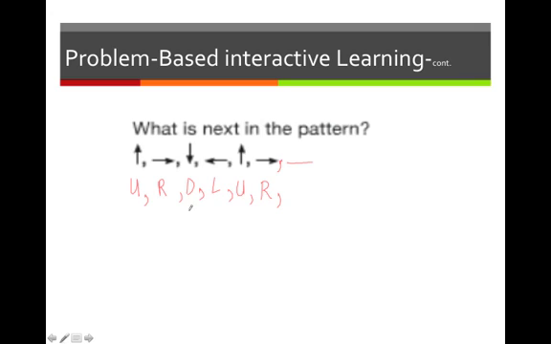So what comes after the R? So all I have to do is look way over here, and I can see that the missing letter is D. U-R-D-L, U-R-D, and if I wanted to, L. So I need to draw an arrow pointing down, and that's the shape that comes next in the pattern.